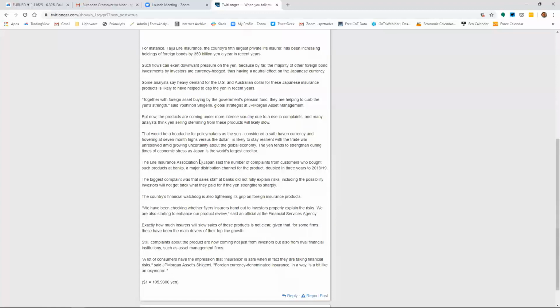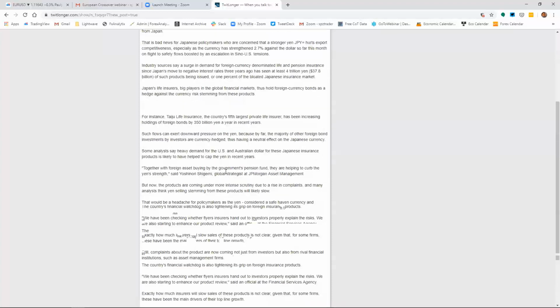Life insurance associations say the number of complaints from customers who bought such products has doubled in 3 years. The biggest complaint was that sales staff at banks did not fully explain the risk, including the possibility investors will not get back what they paid for if the yen strengthens sharply. We have been checking whether insurers' handouts to investors properly explain the risk. A lot of consumers have the impression that insurance is safe when they are in fact taking financial risk.